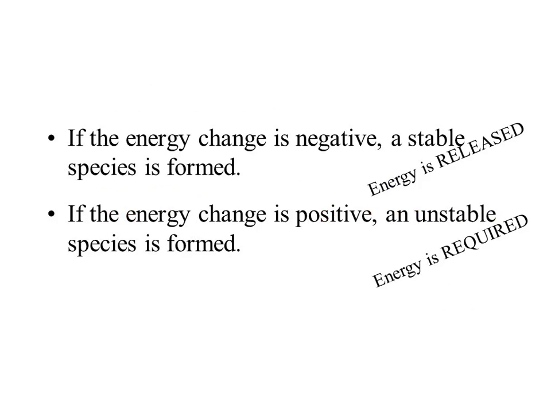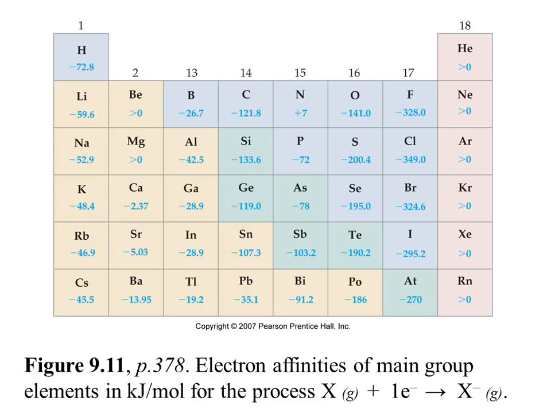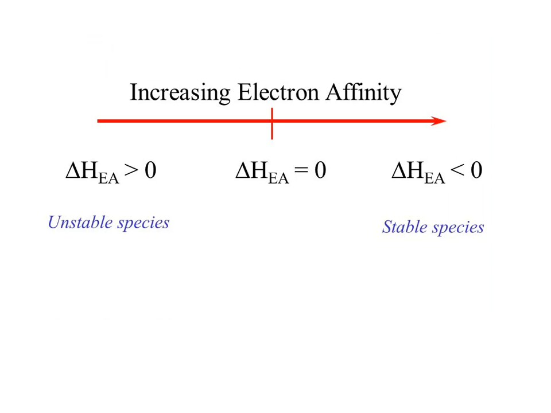So again, when we see negative delta H's of electron affinity, the more negative, the more energy released. That means they're very stable. Something stable is formed. Positive electron affinities mean the energy is required to dump on electrons. The more positive it is, the more energy is required. The more negative it is, the more energy is released.